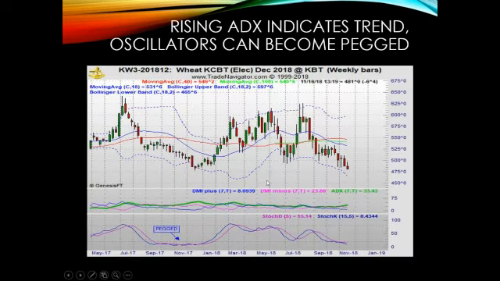Here's a good illustration of a strong downtrending market. ADX is one way of measuring the strength of a trend. ADX is rising here as the market is going down. That means an increasingly strong downtrend. The bears are in charge and they're pressing their advantage.